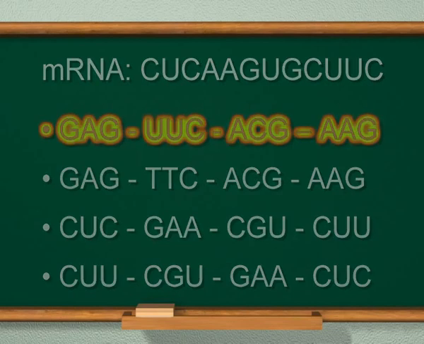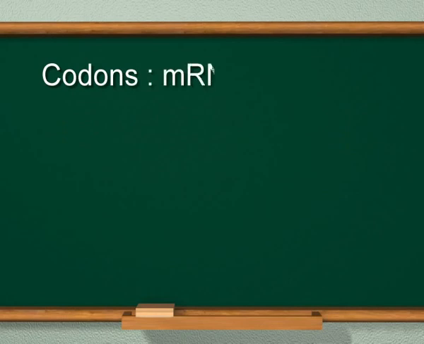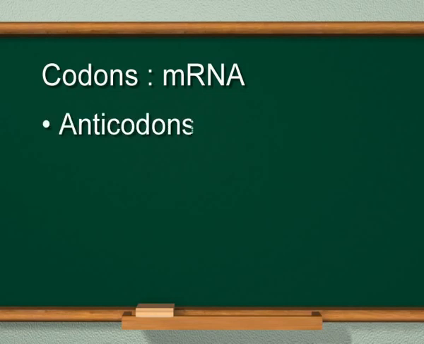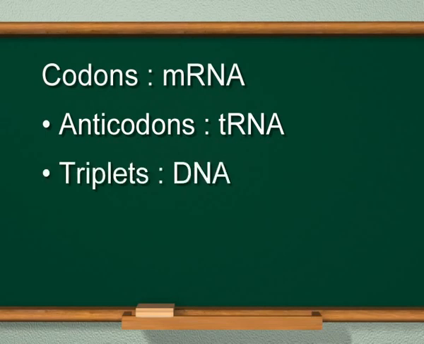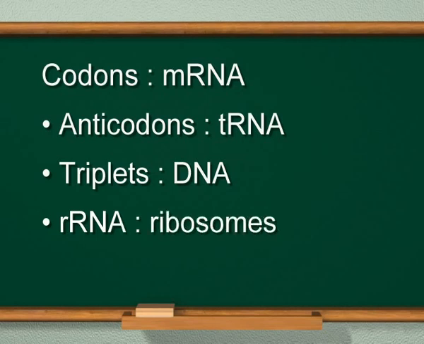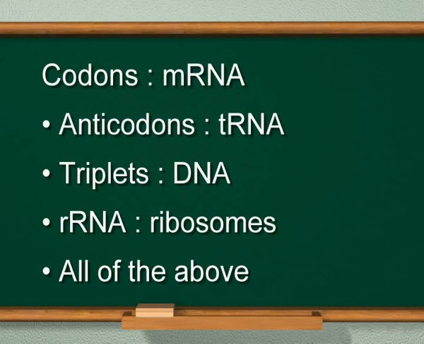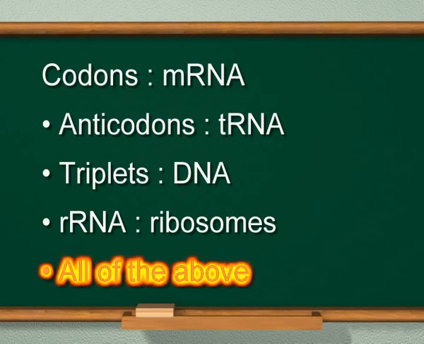Next question is, as codon versus mRNA, find a similar relation in the given options. The first option is anticodon versus tRNA, triplets versus DNA, rRNA versus ribosomes, or all of the above. The answer is all of the above options are correct.